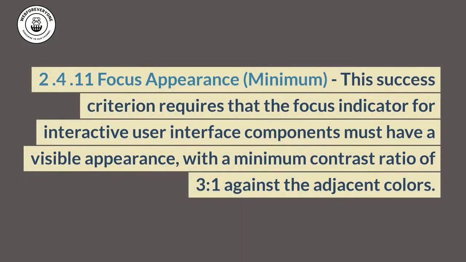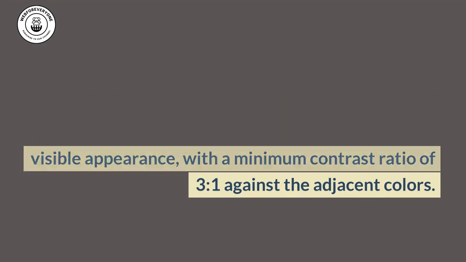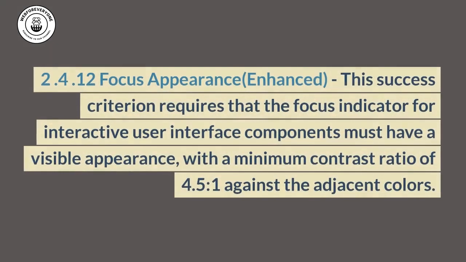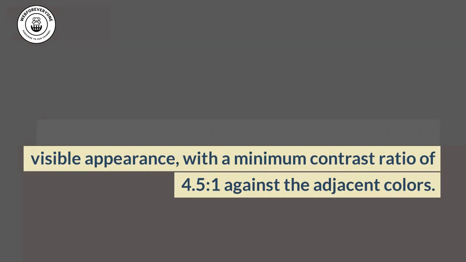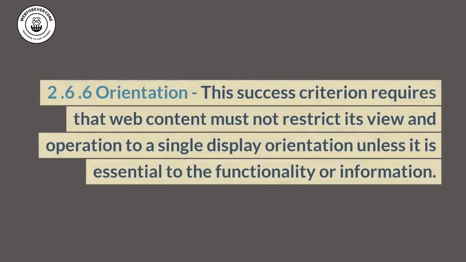2.4.11 Focus Appearance, Minimum. This success criterion requires that the focus indicator for interactive user interface components must have a visible appearance, with a minimum contrast ratio of 3:1 against the adjacent colors. 2.4.12 Focus Appearance, Enhanced. This success criterion requires that the focus indicator for interactive user interface components must have a visible appearance, with a minimum contrast ratio of 4.5:1 against the adjacent colors.